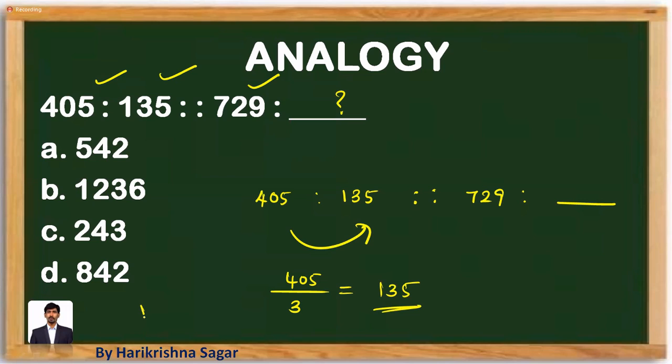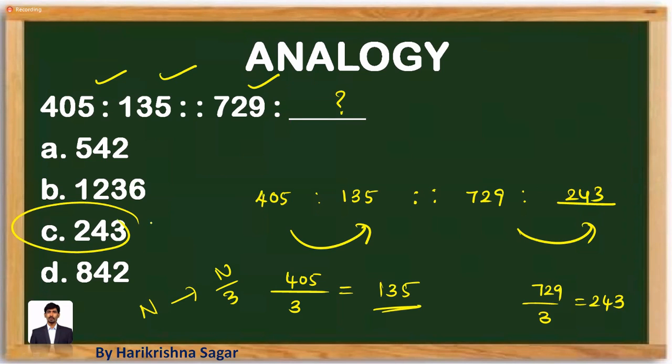That means there is a number n becoming n by 3. So then 729 will be what? 729 divided by 3: 3 twos are 6, 3 fours are 12, 3 threes are 9. The answer choice must be 243, available as this. Mark it as the answer. This is one way of looking at the question and understanding the exact logic which is available in the question.